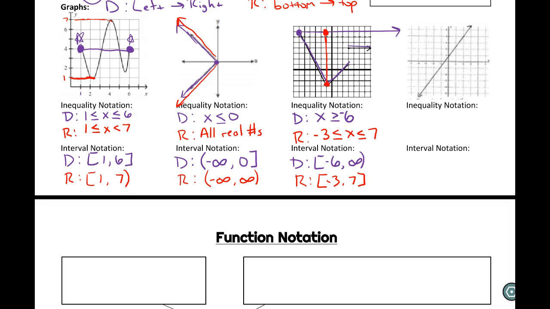All right, and then our last one here. I want to see if you can figure this one out. I'll challenge you to figure out what the domain and range of this linear graph is.